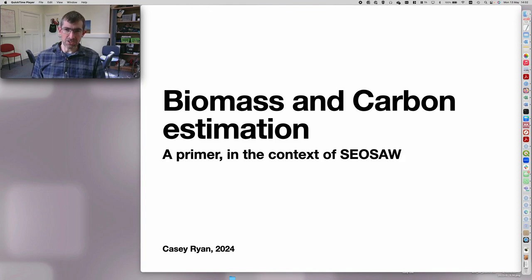And I'm running the session about how to use SEOSAW data to estimate woody biomass and carbon stocks. And ahead of our coding session on Thursday, I thought it would be good to record a video which introduces the topic of biomass estimation so that you can read up on the science of it and can really focus on the coding when we meet on Thursday. So I've prepared a bit of a talk about how we do biomass estimation, linked very much to the kind of data that you collect in SEOSAW.